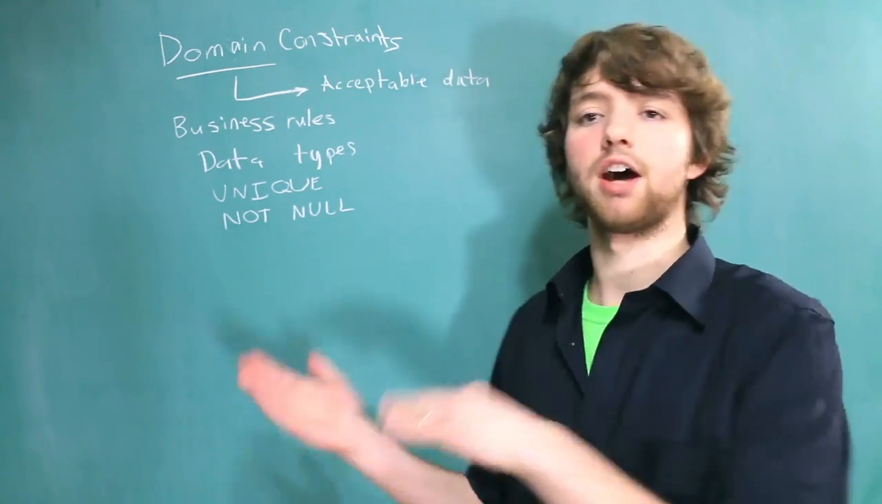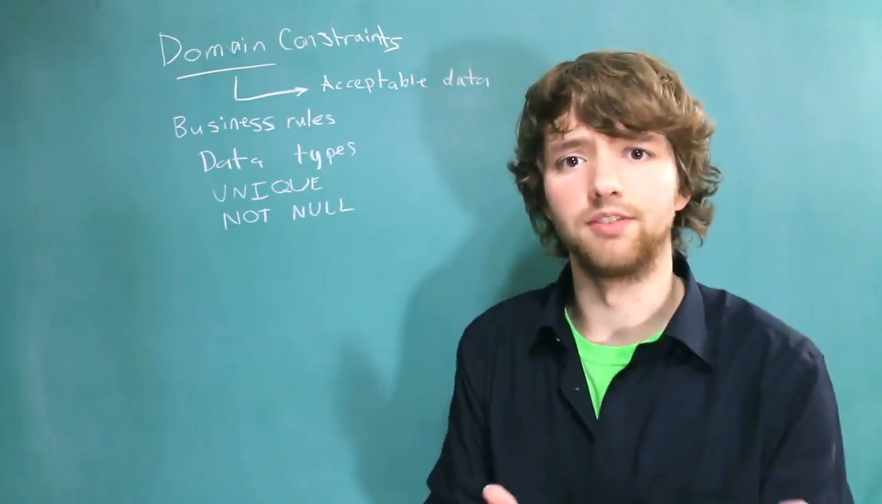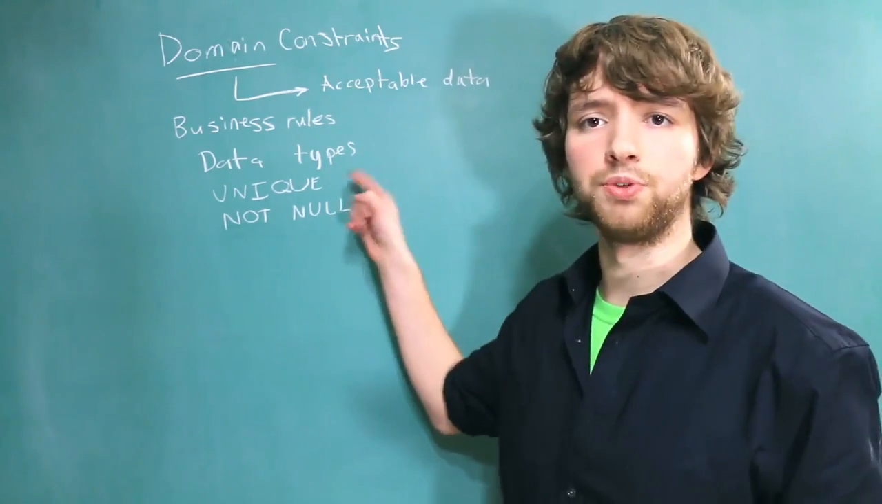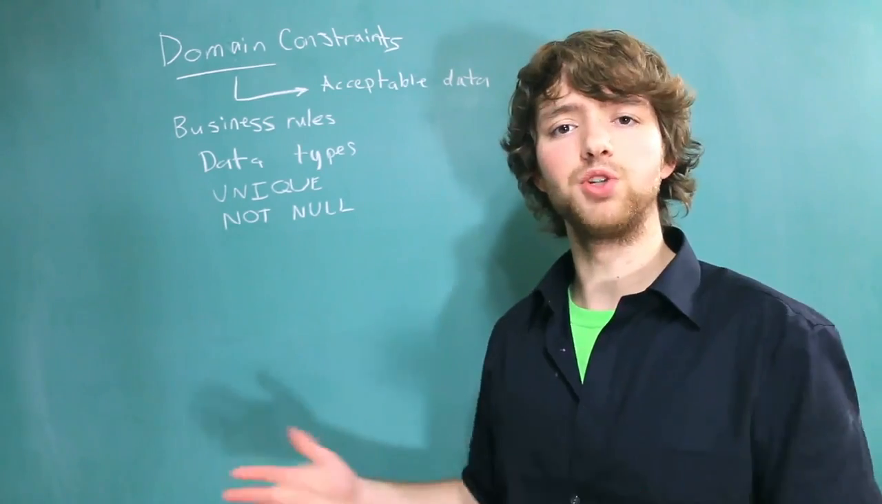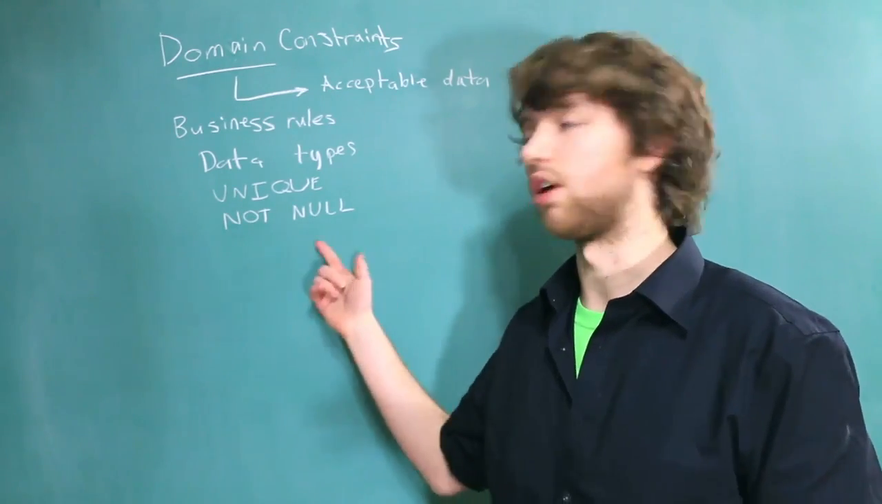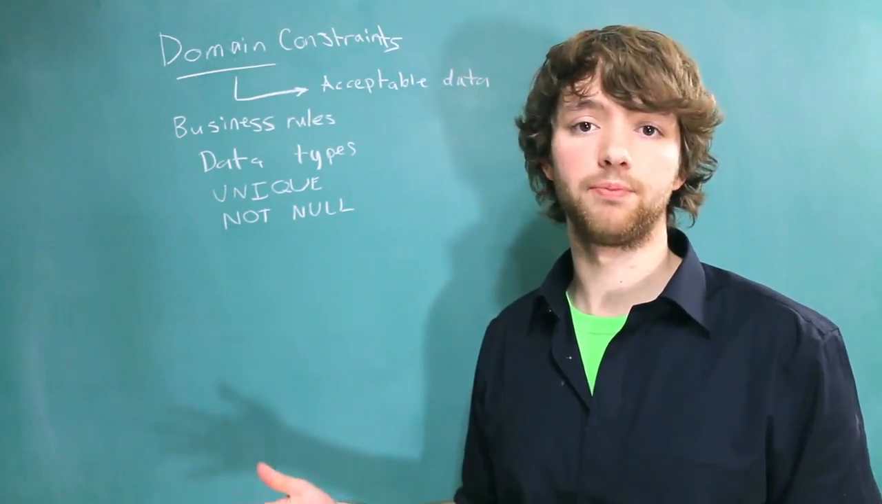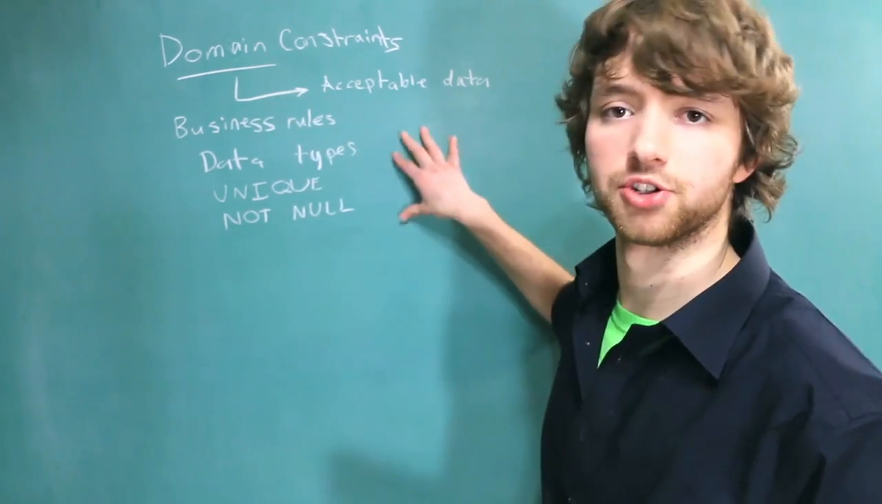So let's say a value has already been entered of 17, for example, and that column's labeled unique and you try to put 17 in again, it's not going to let you do that. Or if you don't put a value in at all and it's labeled as not null, it's not going to let you do that either. These are the general ways to restrict data.